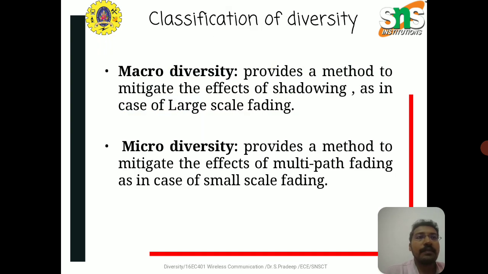The classification of diversity. Macrodiversity provides a method to mitigate the effects of shadowing, as in the case of large scale fading. The second one is microdiversity. It provides a method to mitigate the effects of multipath fading in the case of small scale fading.